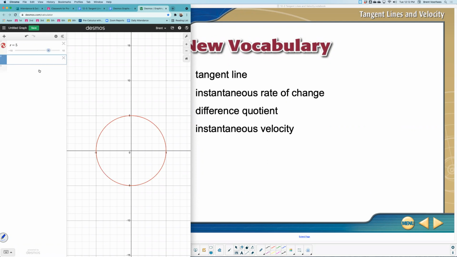So here would be something that's not a tangent line. Specifically, we'd call it a secant line. A secant line would be a line that cuts through an object and hits the object 2 separate times. So 1, 2.